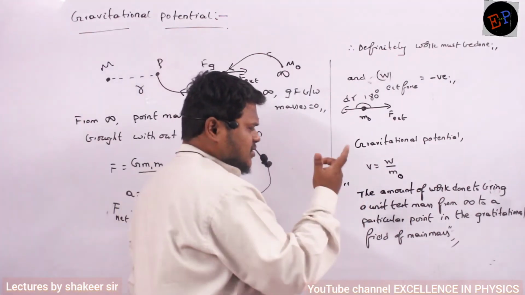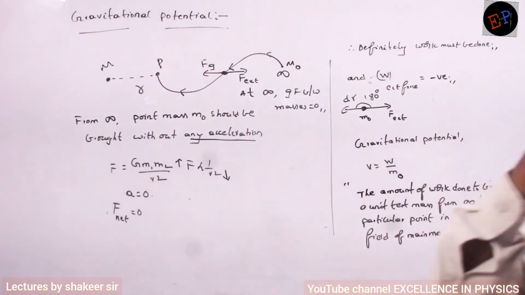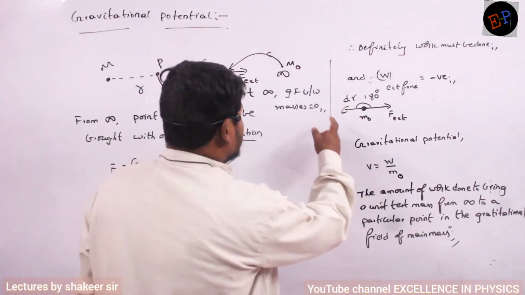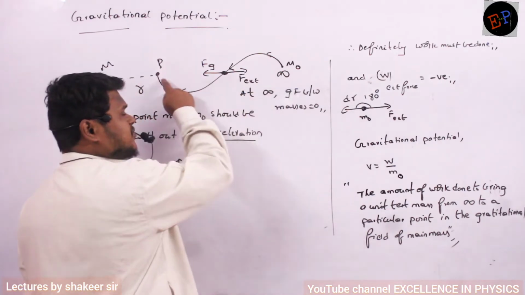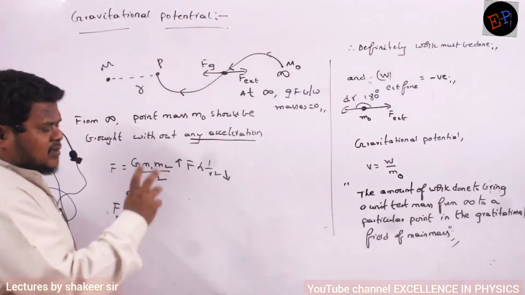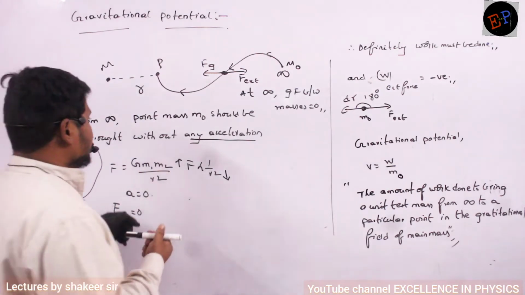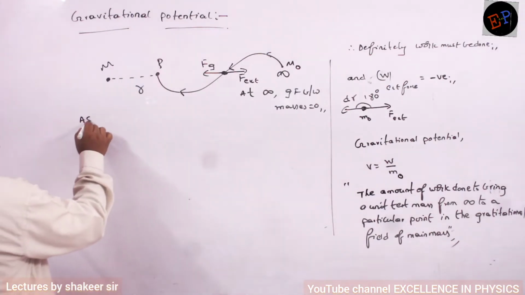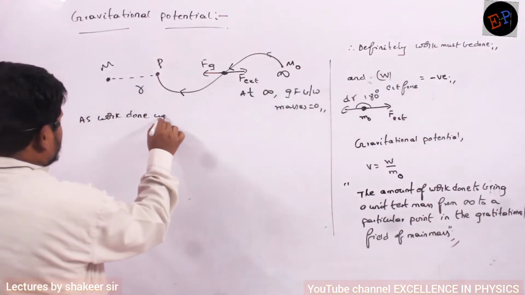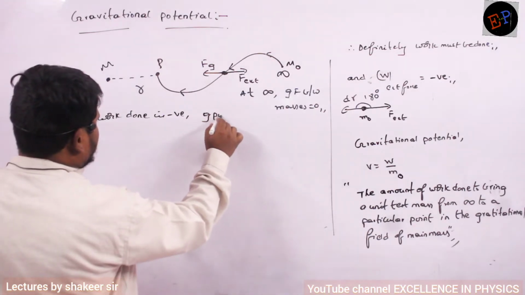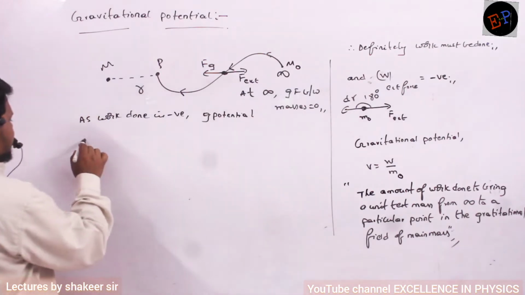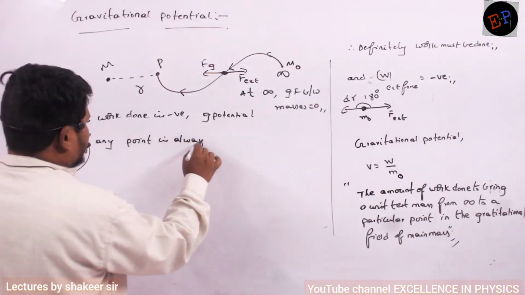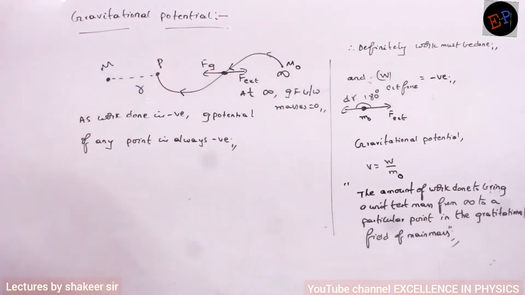Gravitational potential, is it positive or negative? Gravitational potential is always negative because work done is always negative, no? Because the work done by the external force is in one direction, but the mass is moving in the opposite direction. So definitely gravitational potential is a negative value. So make a note of that point also. So what we write: as work done is negative, gravitational potential of any point is always negative. That is the point which you should understand.